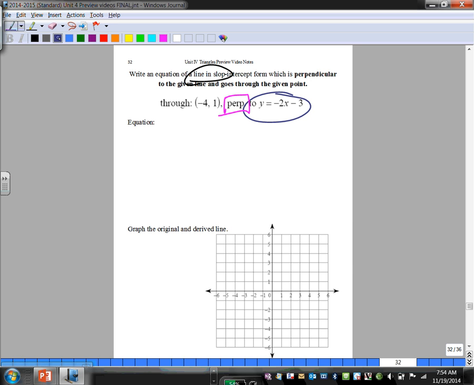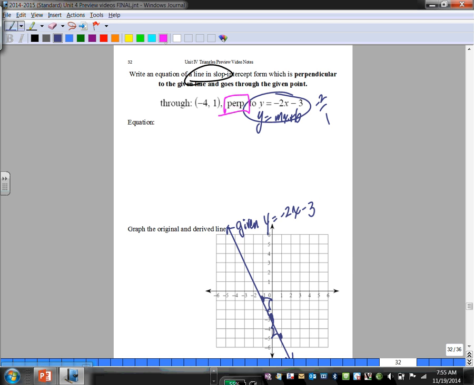So step one, we should have already graphed the given line. Follow with me. Let's go ahead and graph that. That's minus 3, y equals mx plus b. Our intercept is -3. Our slope is -2/1. So I'm going to go up 2 and over 1 to the left because it's negative, or down 2 over to the right. It's the same thing. So this is your given line, y equals -2x minus 3.